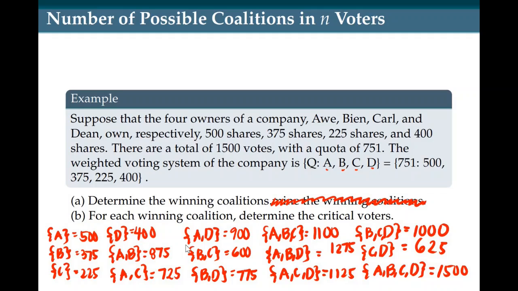So the only coalitions that are equal to or greater than 751, to be considered winning coalitions, are the coalitions AB, AD, BD, ABC, ABD, ACD, BCD, and ABCD.